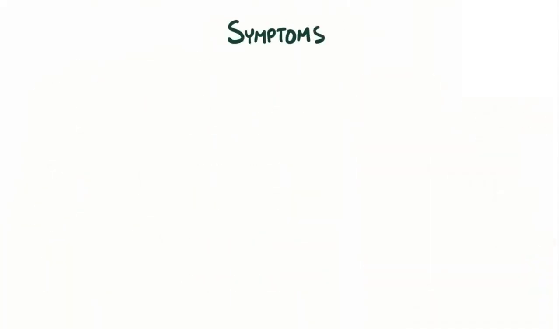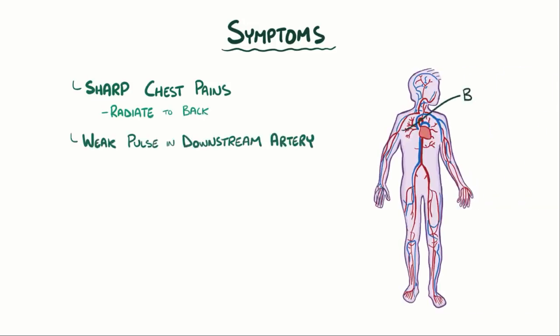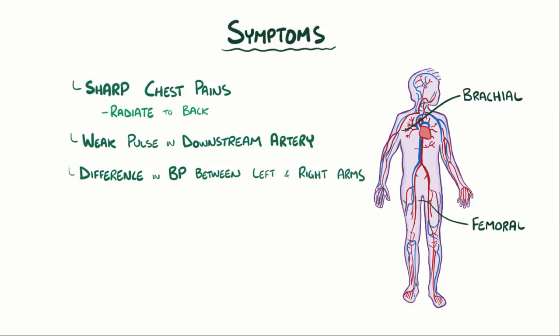The main symptoms of aortic dissection are sharp chest pains that often radiate to the back. A person might also develop weak pulses in downstream arteries like the brachial or femoral arteries. Or sometimes there might be differences in blood pressure between the left and right arm. An aortic dissection is an emergency because it can lead to hypotension or low blood pressure, as well as shock if there's rupture and significant blood loss.